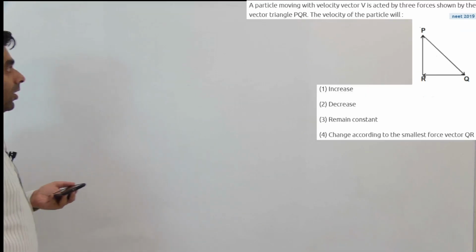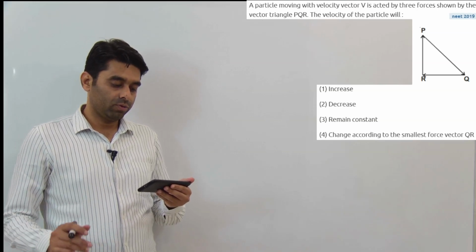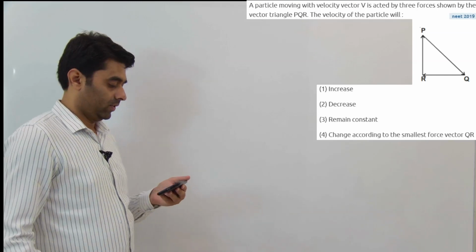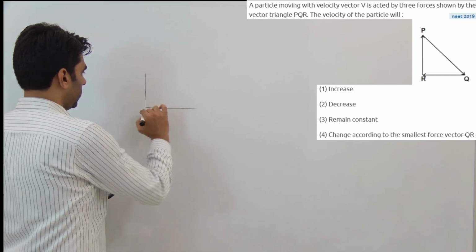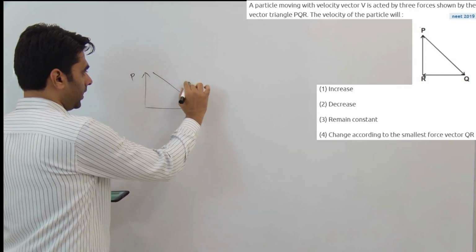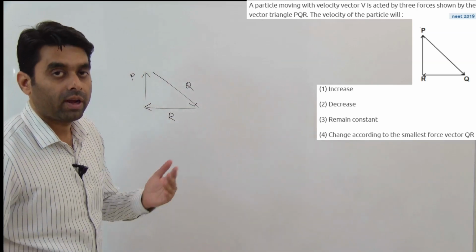Yeah. Question is given to us. A particle moving with velocity v is acted by 3 forces shown by the vector triangle PQR. The velocity of particle is... So this is your P, this is your Q, and this is your R, right? This is what is given to us. What will be the velocity? What will happen to velocity?